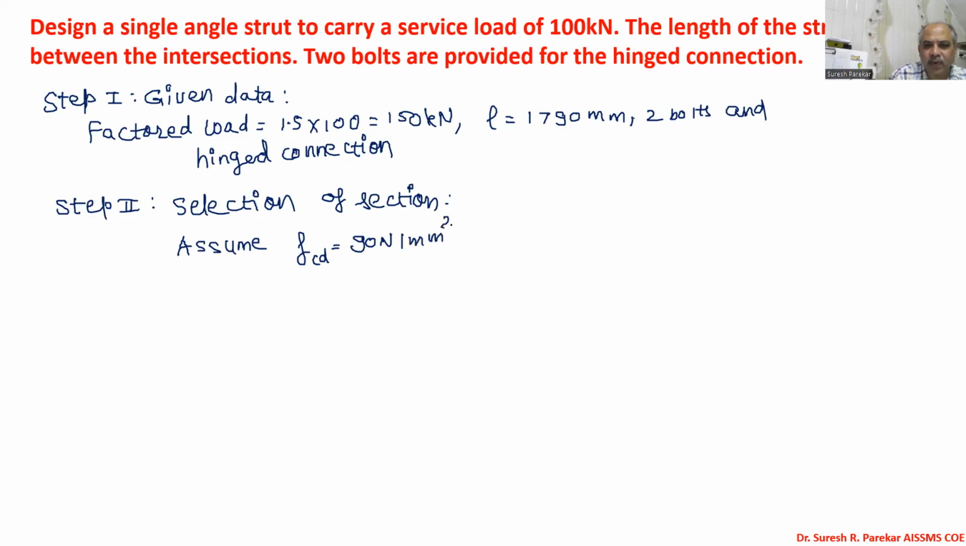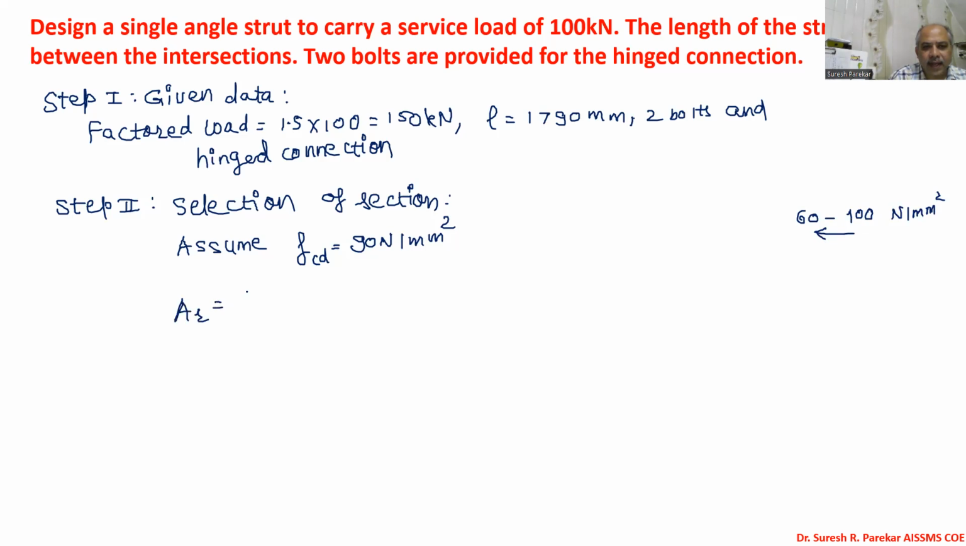If length is 2.5, then go for 80. If length is 3 meter, then go for 70. So we can consider FCD between 60 to 100. As length increases, you have to go for a reduction of FCD.